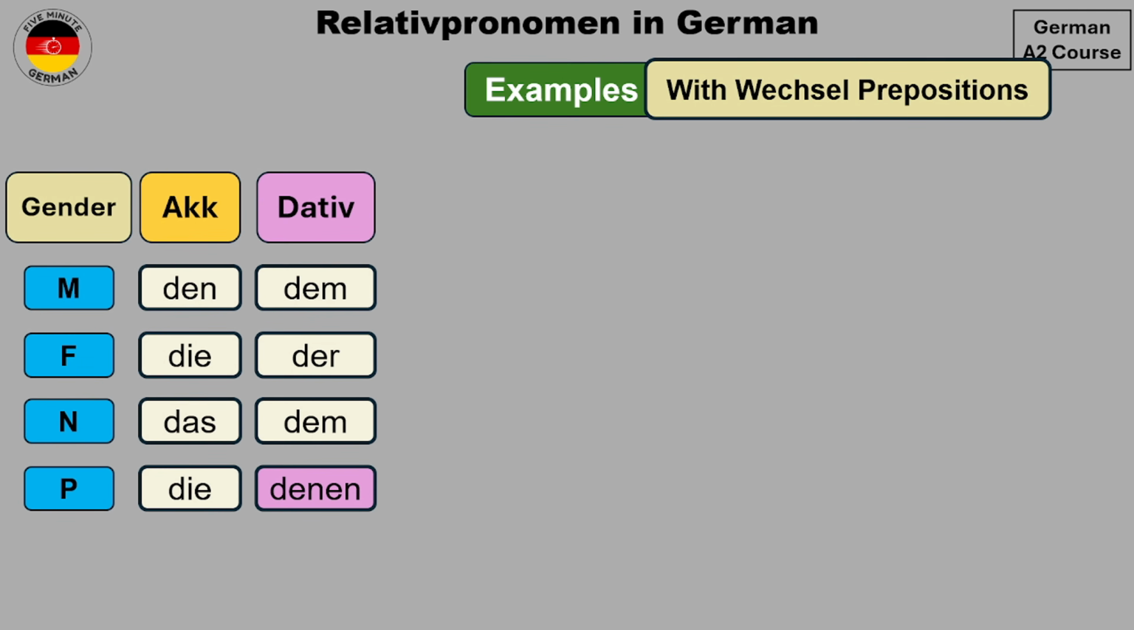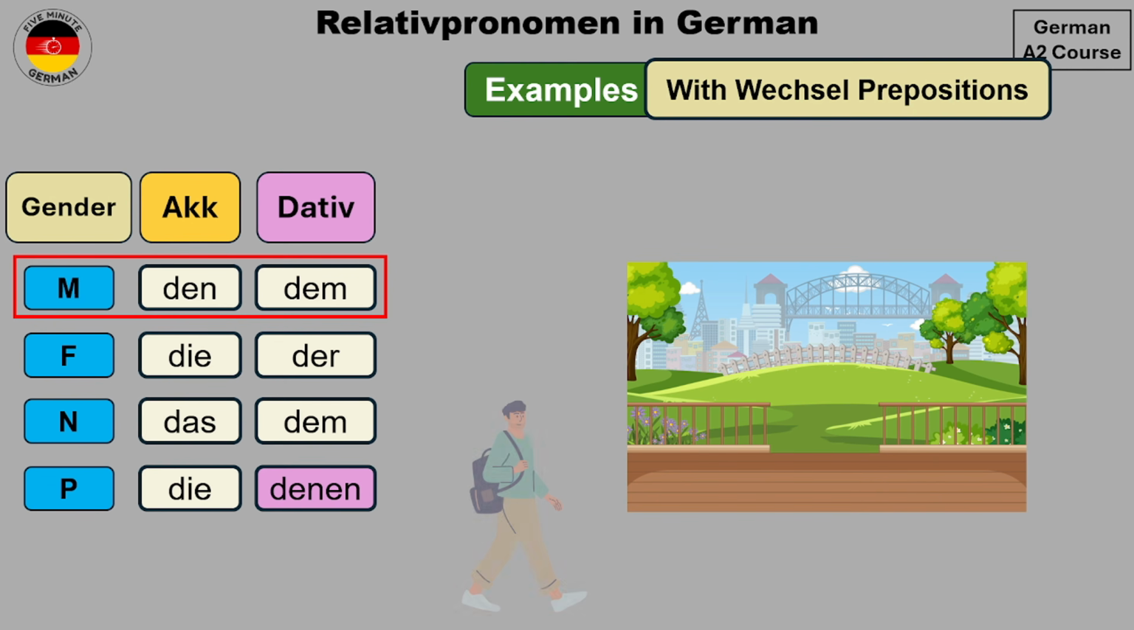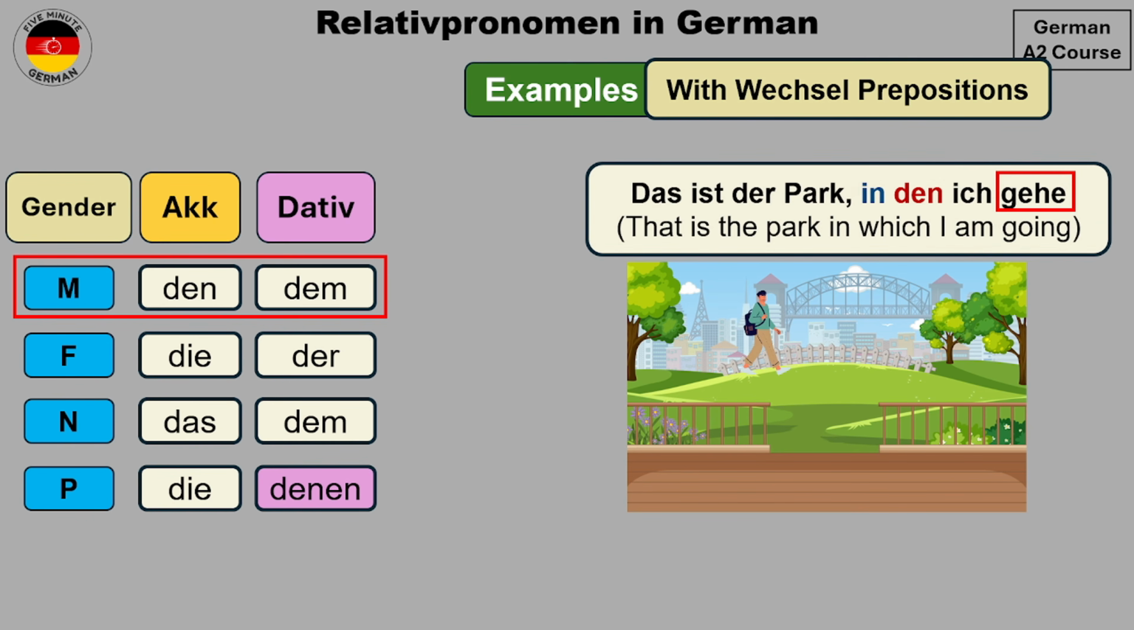So let's take an example for the masculine case first. Suppose we have this park and there is this person who goes inside the park. I can describe this with a Relativsatz as, Das ist der Park, in den ich gehe. That is the park into which I am going. Now since there was movement happening over here, we use the accusative relative pronoun, which is den, to refer to the park.